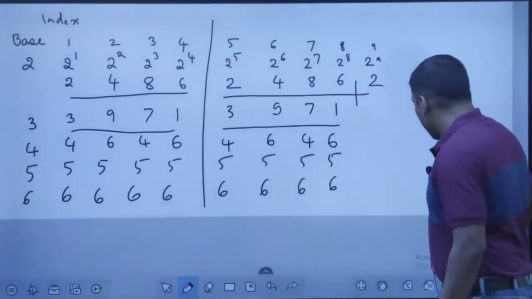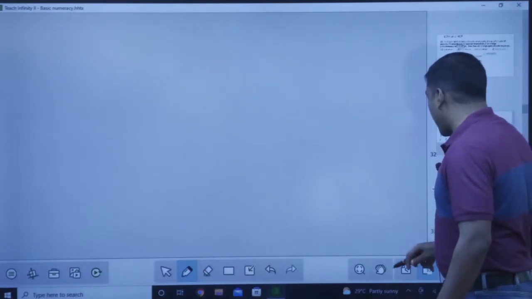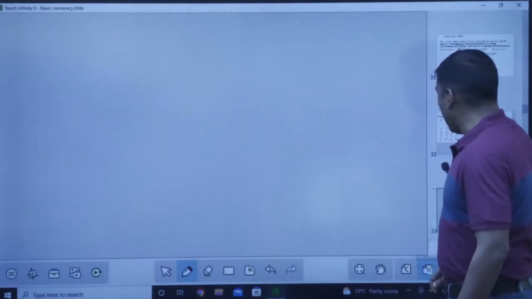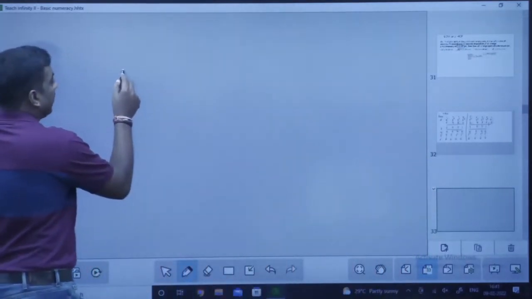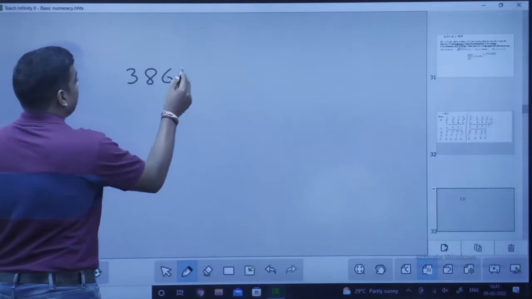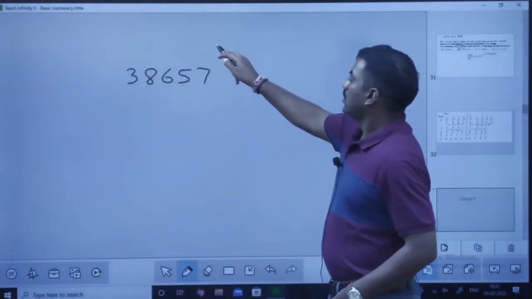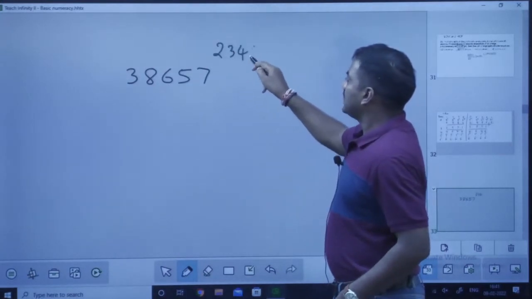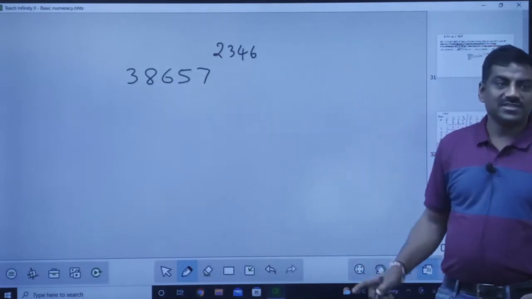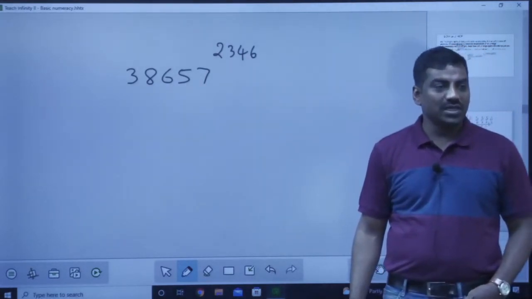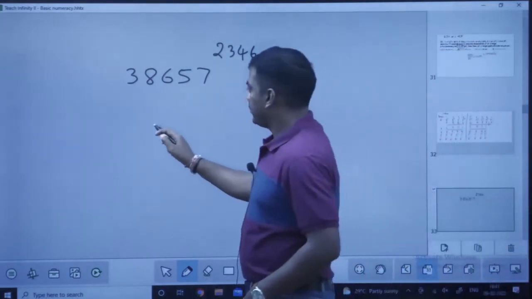So, be it any number in the world and any power in the world. You take anything like 3, 8, 6, 5, 7 to the power of 2, 3, 4, 6. You can find out the last digit of this. Okay? How? First step.